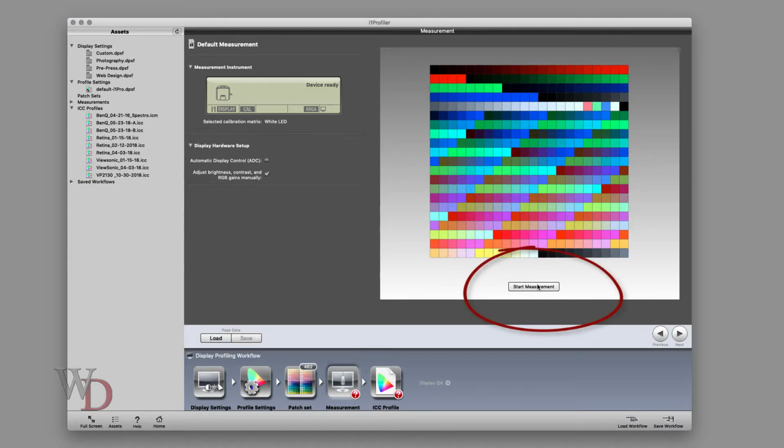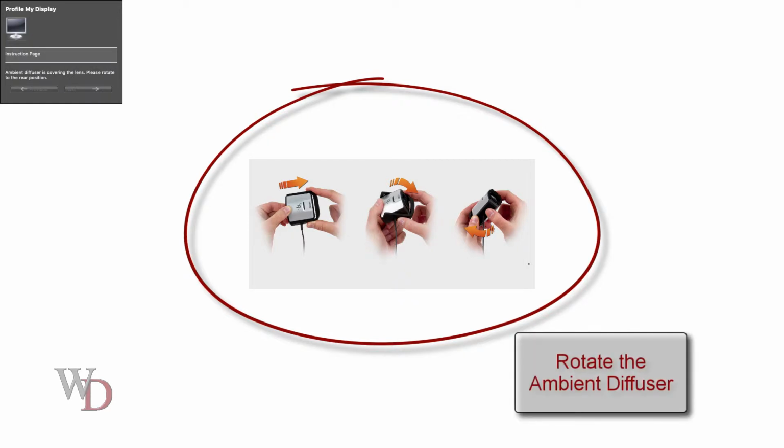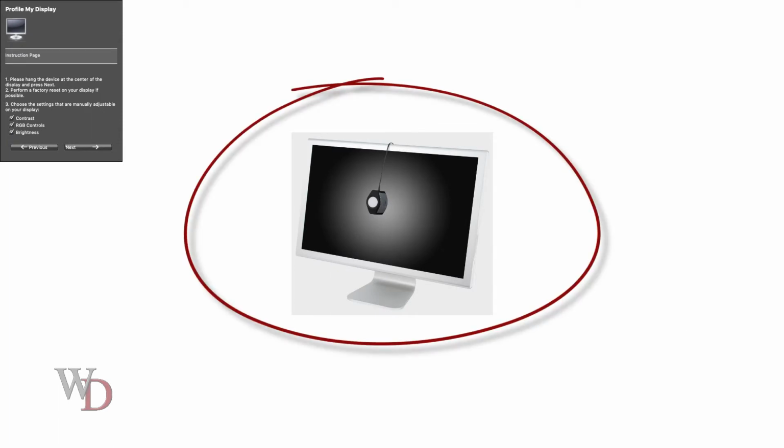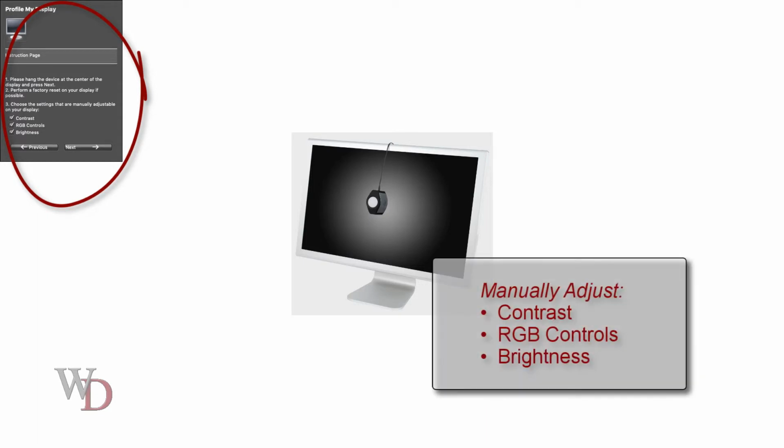We'll start the measurement process right here again. So just like last time, we're going to go ahead and open the Ambient Diffuser. And it's just like the picture shows in the instructions in the upper left. I just did that, and I'm setting it on my screen just like the picture. The first thing you'll notice is the screen in the upper left is quite a bit different. And again, this software has already figured out what we need to adjust manually. Contrast, RGB controls, and brightness. So we'll hit the Next button. It goes through a few things. It's checking for contrast and finding the actual hardware.